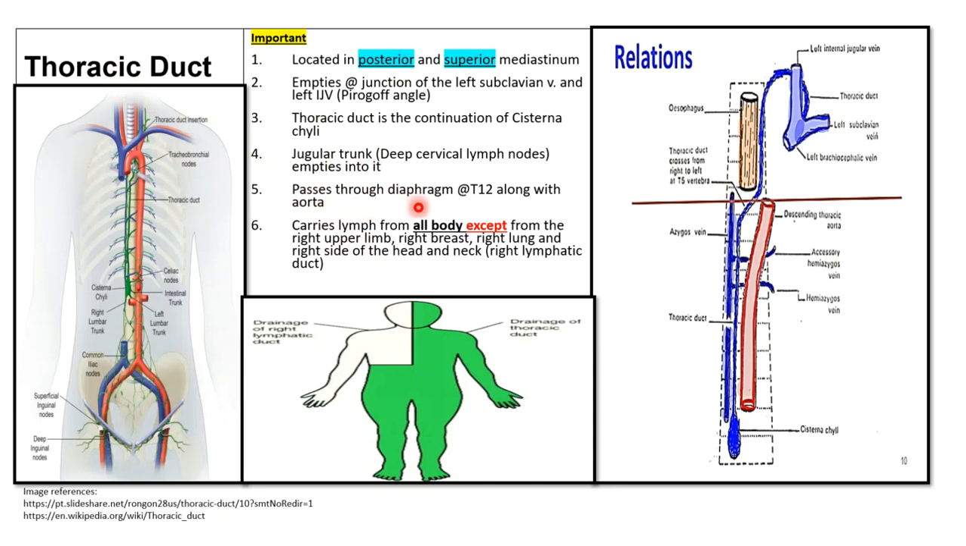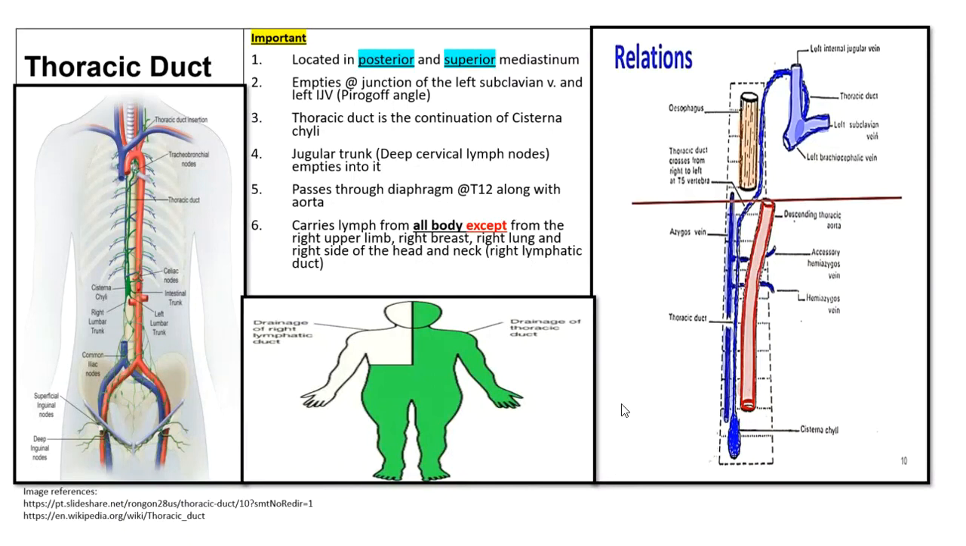The thoracic duct passes through the diaphragm at the level of T12 along with the aorta. So this could be one of the important questions that can come in the exam. So always remember that along with the aorta, the thoracic duct passes through the diaphragm. Sixth point, I have already mentioned that the thoracic duct carries lymph from all of the body except the right upper limb, right breast, right lung, and right side of the head and neck. All these areas drain lymph to the right lymphatic duct.